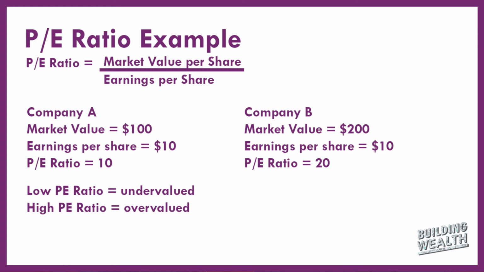Take a look at this example to help you understand how PE ratios work. Company A has a market value of $100. When we did our research, we've seen that the earnings per share for Company A is $10. The PE ratio is 10. Company B, on the other hand, has a market value of $200. Earnings per share is also $10. However, the price to earnings ratio is 20.